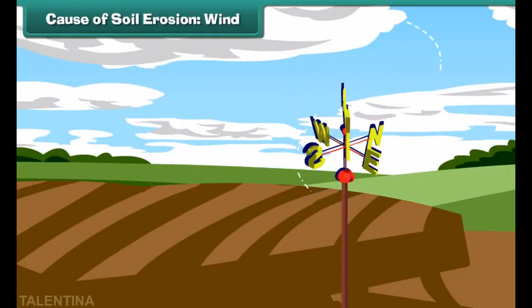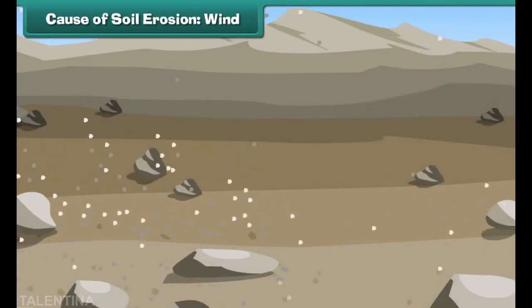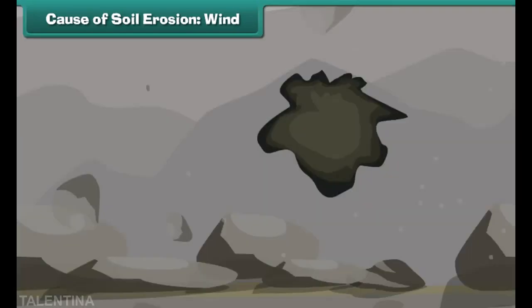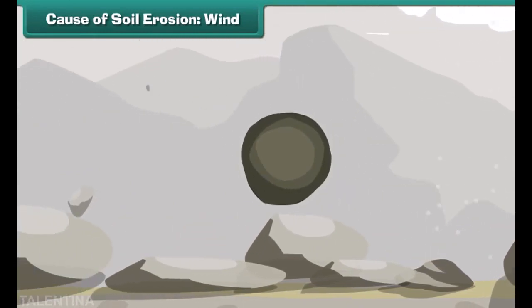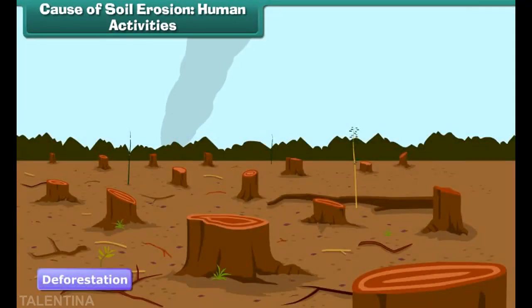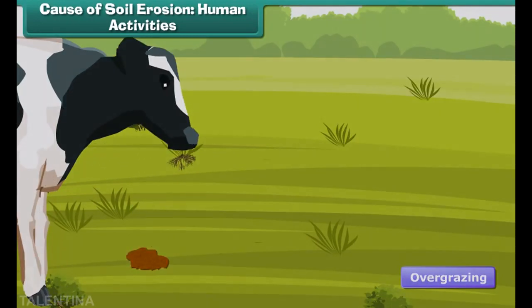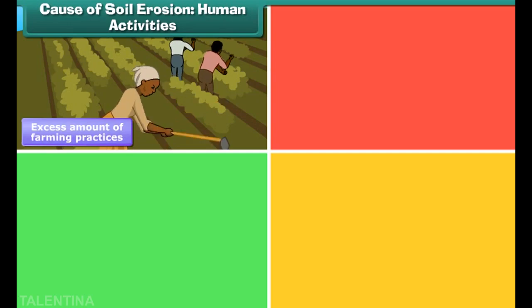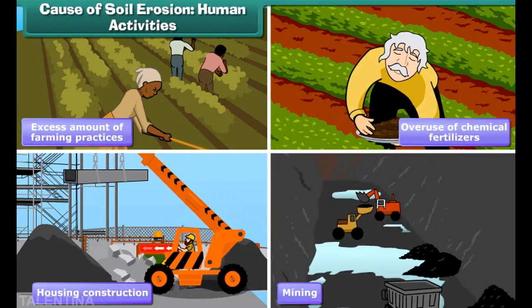The other agent responsible for soil erosion is the wind. Wind picks up the finer soil particles and takes them to another location. During storms, the heavy wind takes away the bigger soil particles to a distant place, and that causes soil erosion. Though soil erosion is in itself a naturally occurring process, in many cases it is increased by human activities. Some of these include deforestation, overgrazing by animals, improper or excess amount of farming practices, trail building, overuse of chemical fertilizers, housing construction, mining, etc.